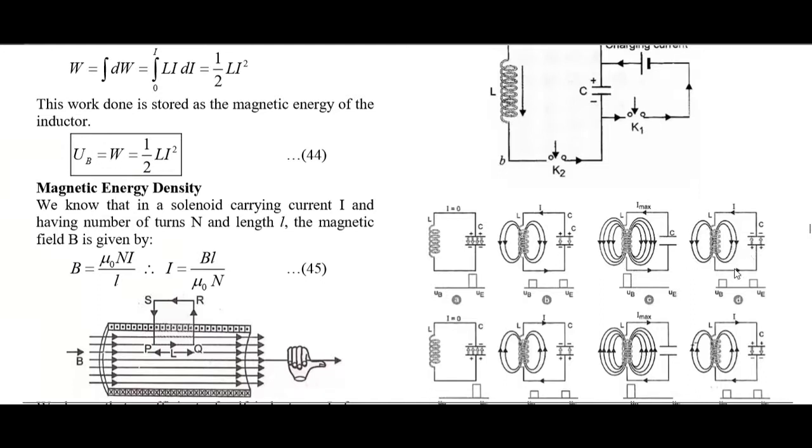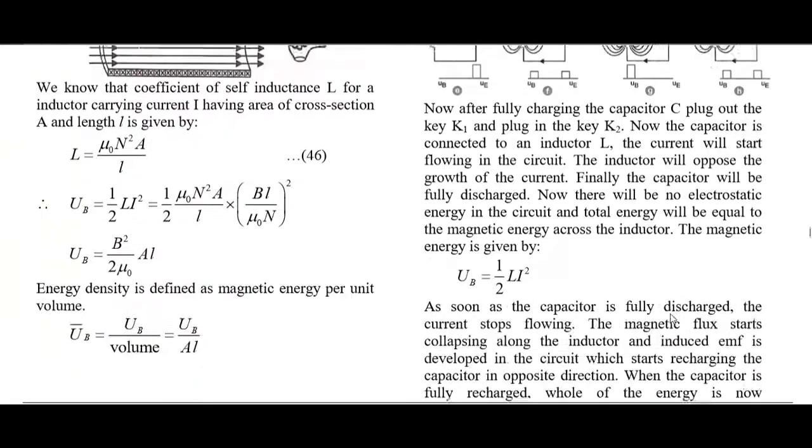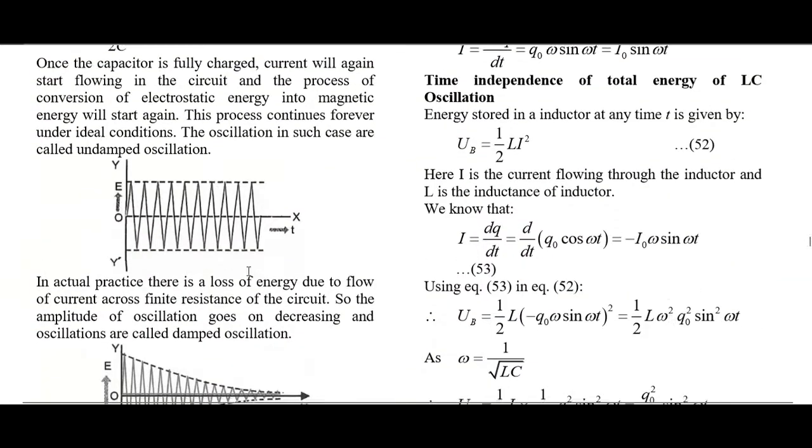When this flux collapses, what happens? Magnetic energy falls and electrostatic energy grows. In this way, energy oscillates between the electric field and the magnetic field, and it is responsible for producing oscillations.